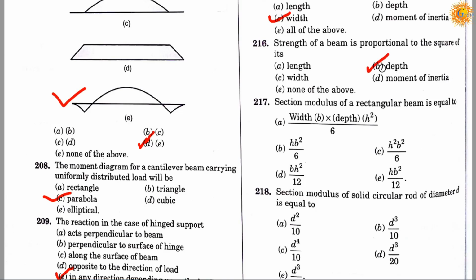Question number 217. Section modulus of a rectangular beam is equal to: option A is width b into depth h square divided by 6. Option B, hb square upon 6. Option C is h square b square upon 6, and option D is bh square upon 12, and option E is hb square upon 12. Correct answer is A. It will be width b into depth h square divided by 6.